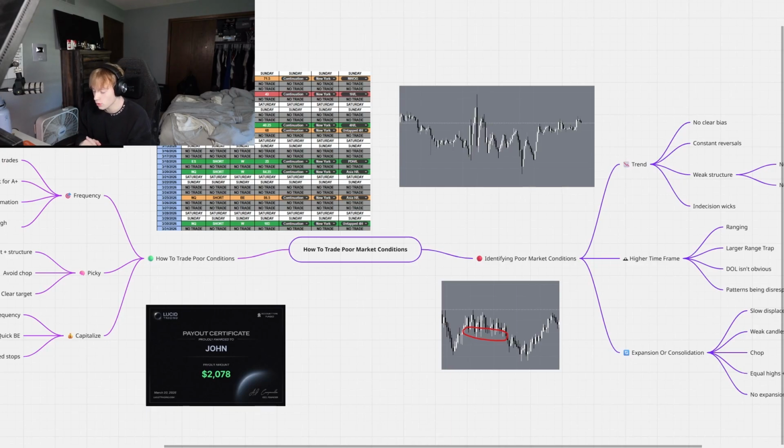And in today's video, I'm going to be teaching you guys how to trade in poor market conditions. While tons of people were losing during March and blowing their accounts, I actually had my most profitable month of the year, netting $20,000 across prop firms. I also had a student hit a 10K month.